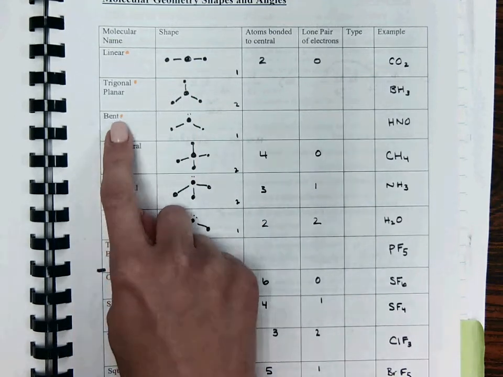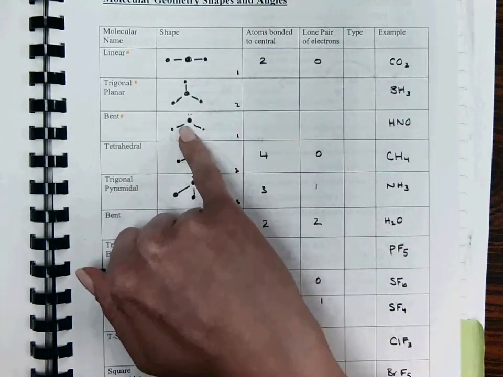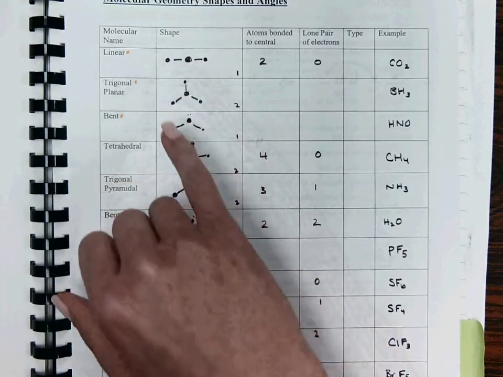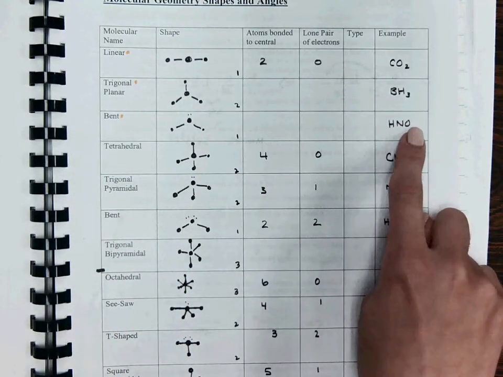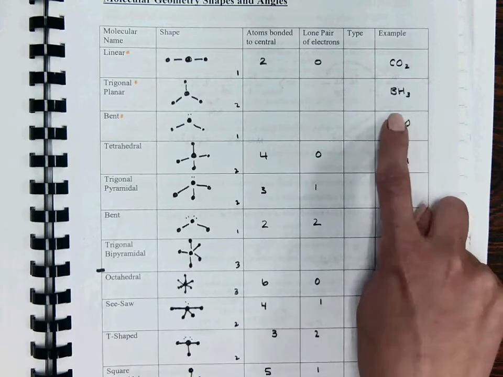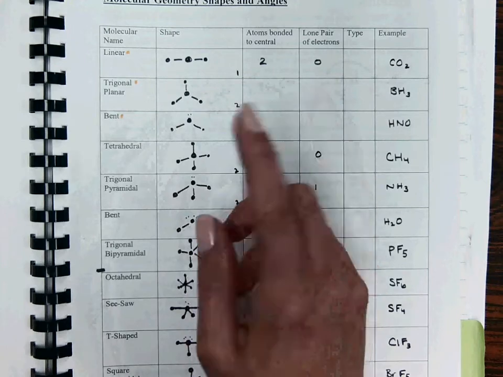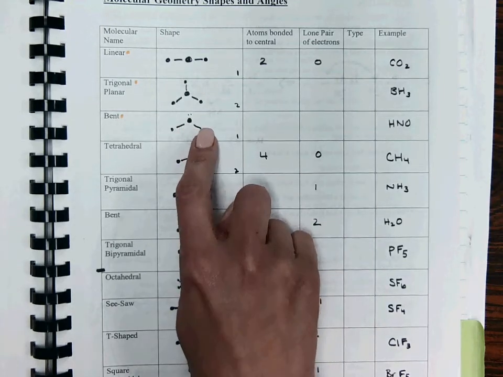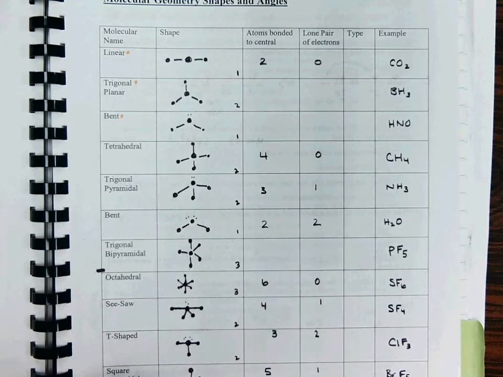Next is bent, and bent is when we would take a linear structure, but then that inner atom, the central atom, would have a lone pair of electrons on it. This would be like if we had nitrogen that has three bonding domains and then two lone pairs on it. Those lone pairs aren't going to bond anything because they're already paired up, and then you have two bonds on the outside, and it just bends that linear structure down.